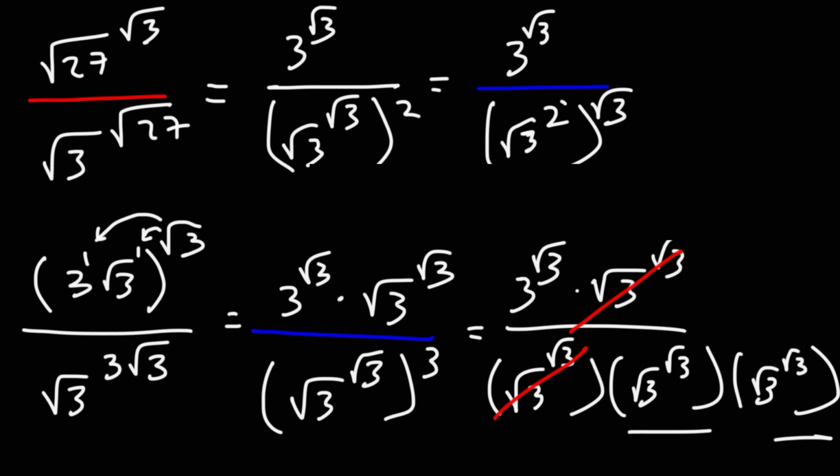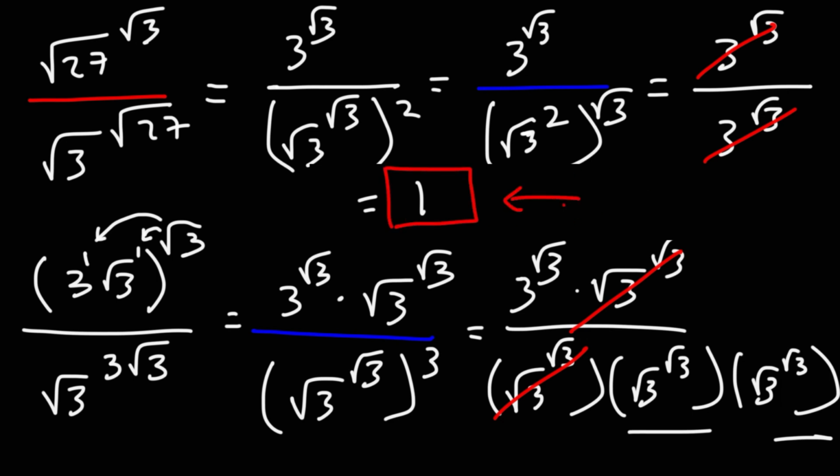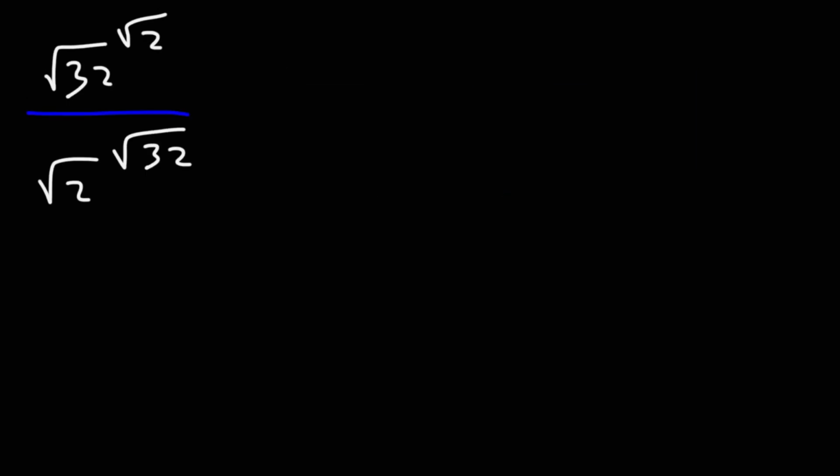So we can convert everything on the inside to a 3. Now notice that these are exactly the same. When we divide them, any number divided by itself will be 1. So that is our answer.